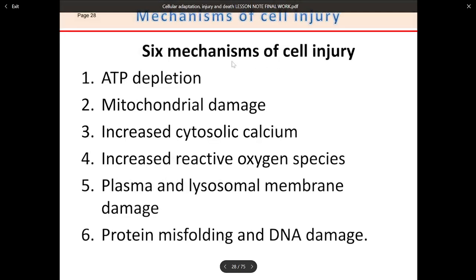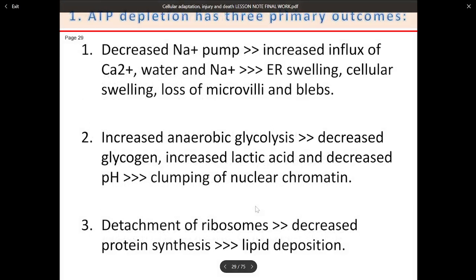Now, the six mechanisms of cell injury. These mechanisms include ATP depletion, mitochondrial damage, increased cytoplasmic calcium, increased reactive oxygen species, plasma and lysosomal membrane damage, protein misfolding, and DNA damage.